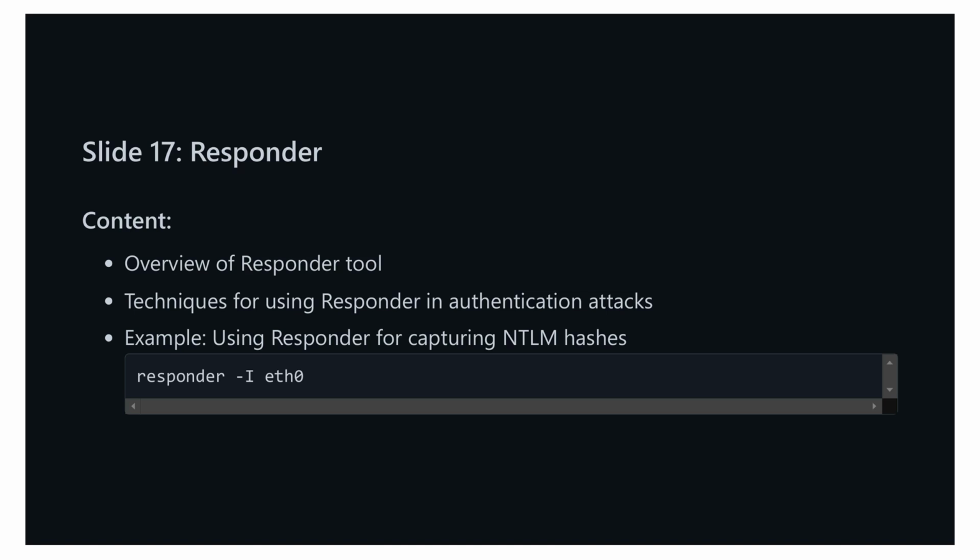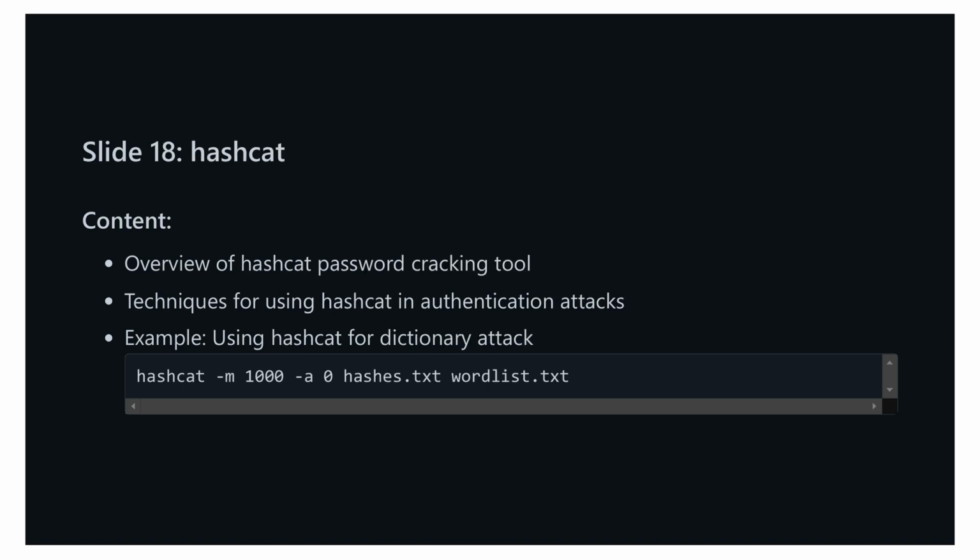In our subsequent lesson, we'll explore Hashcat, a robust password cracking tool that can use these captured hashes effectively to retrieve plain text passwords through various attack methods. Now that we've covered the basics of using Responder for capturing NTLM hashes, let's move on to another essential tool in the penetration tester's arsenal, Hashcat.